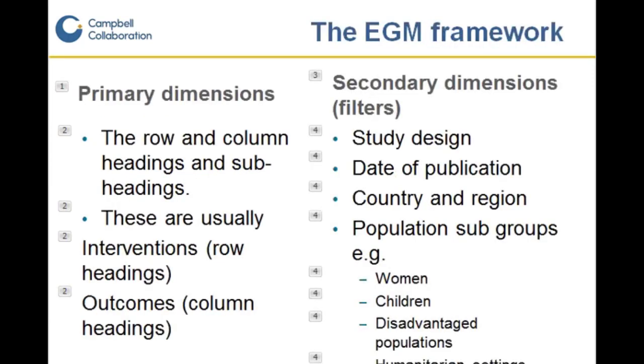But before that, I want to take you to the framework. As I mentioned, an EGM is typically in the form of a framework, and that framework is the primary dimension of an evidence and gap map. So the primary dimension is basically formed by rows and columns, as I mentioned earlier. But in an evidence and gap map, they also have some secondary dimensions in the form of filters. These secondary dimensions are study designs, date of publication, country, region, and population subgroup.